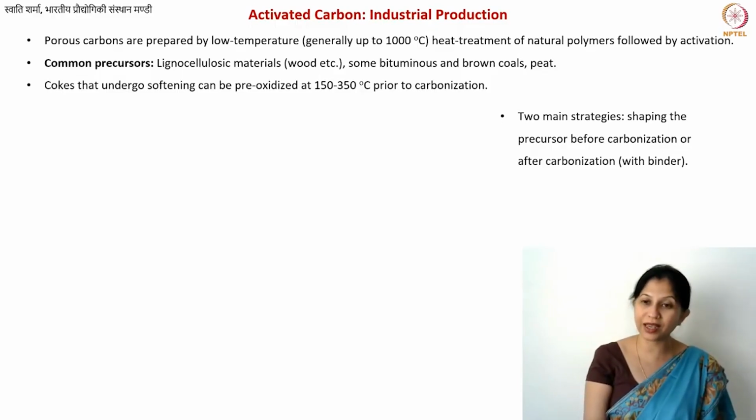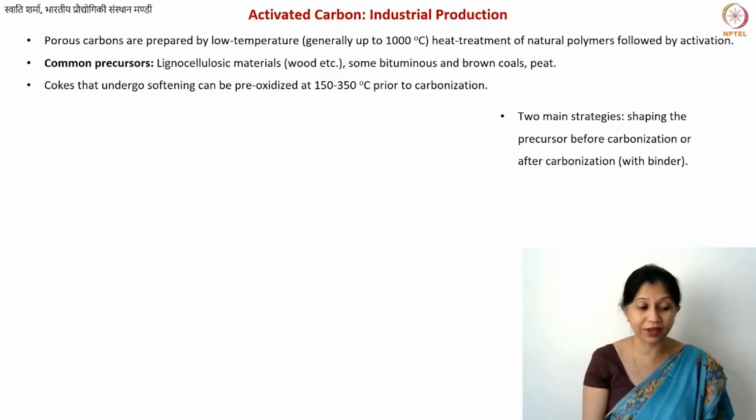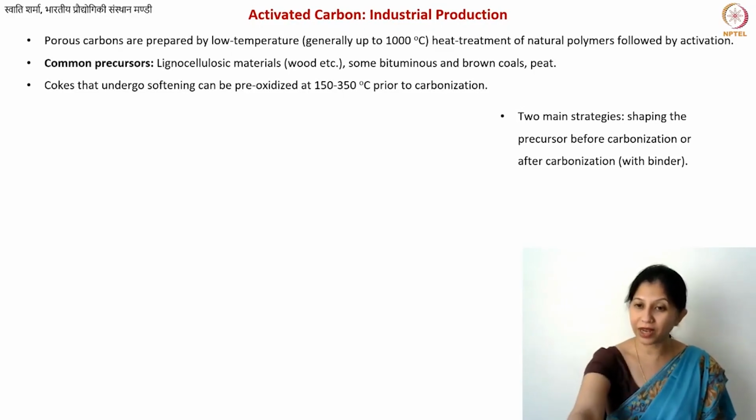We usually give the shape beforehand, so you take the precursor and make cylinders out of it, and then carbonize them. However, in certain cases, if you have a precursor that is very difficult to shape or form, what you can also do is get the powder of activated carbon, and then afterwards use a binder and provide a shape.